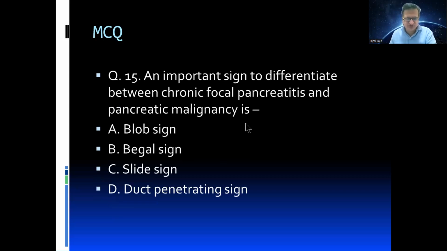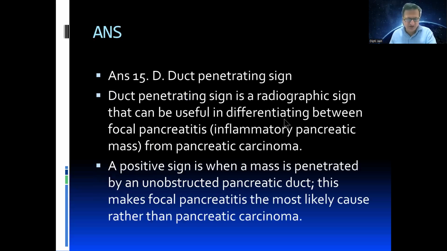An important sign to differentiate between chronic focal pancreatitis and pancreatic malignancy is block sign, bagel sign, slide sign, or duct penetrating sign. So answer is duct penetrating sign. Duct penetrating sign is a radiographic sign that can be useful to differentiate between the focal pancreatitis or inflammatory pancreatic mass from the pancreatic carcinoma. What is the duct penetrating sign? It's a positive sign when a mass is penetrated by the unobstructed pancreatic duct. This makes the focal pancreatitis the most likely cause rather than the pancreatic carcinoma. So if the pancreatic duct is not obstructed and penetrates the mass, then the chance of focal pancreatitis is more likely.